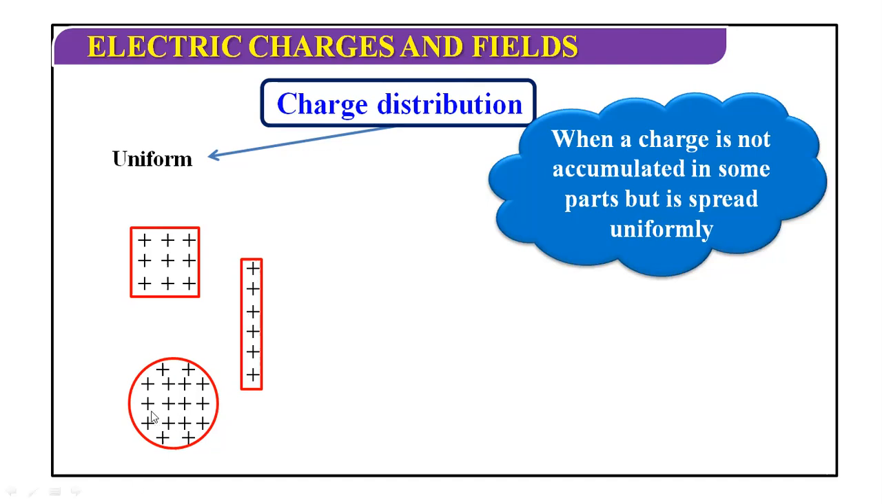Similarly, you take this circle. So again, in the circle, in all parts, in any area of the circle, in any segment of the circle, in any part of the circle, the magnitude of charge is the same. So again, this is an example of uniform charge distribution.